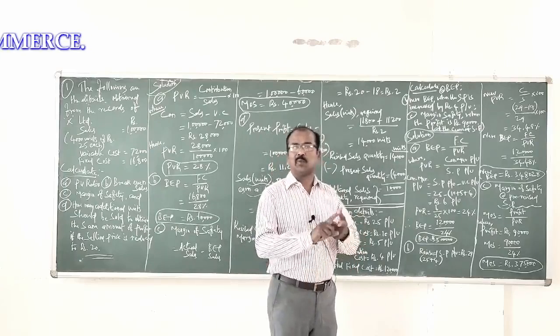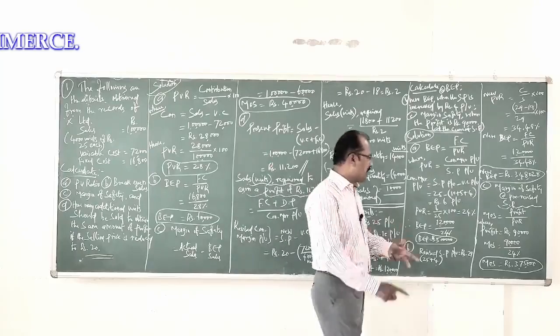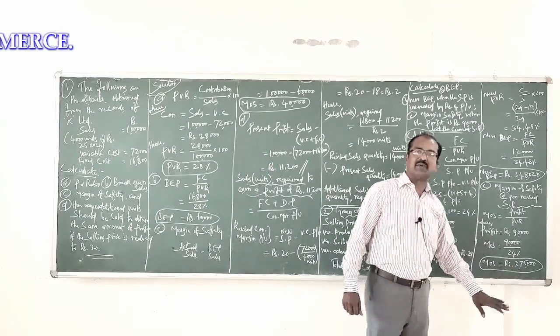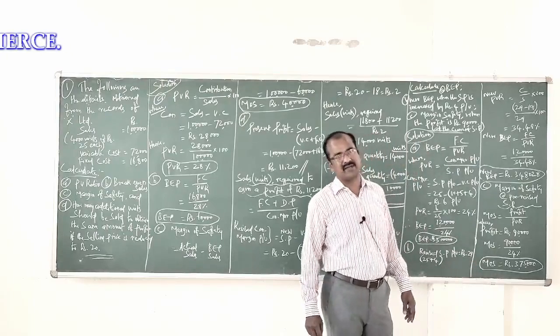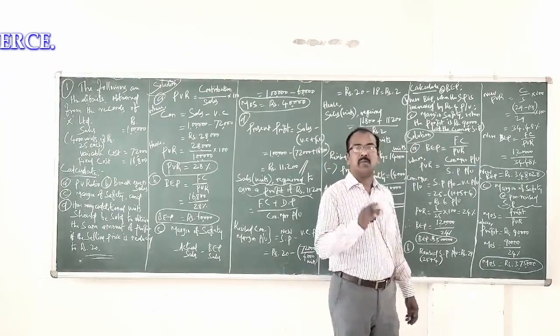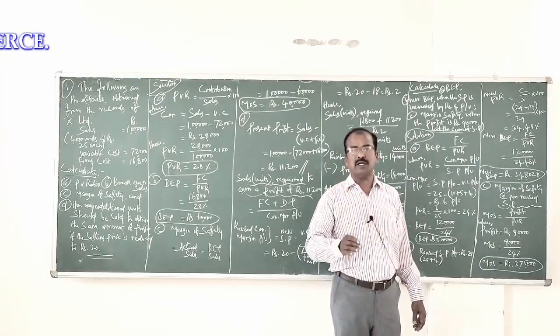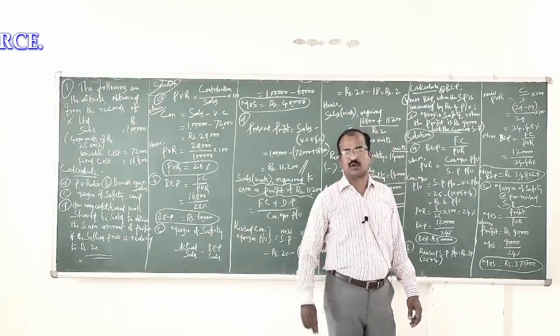What is the formula? Profit divided by PVR. Profit 90,000 rupees divided by profit volume ratio 24%. It gives us the answer of 3,75,000 rupees as margin of safety to earn a profit of 90,000 rupees at the pre-revised selling price.